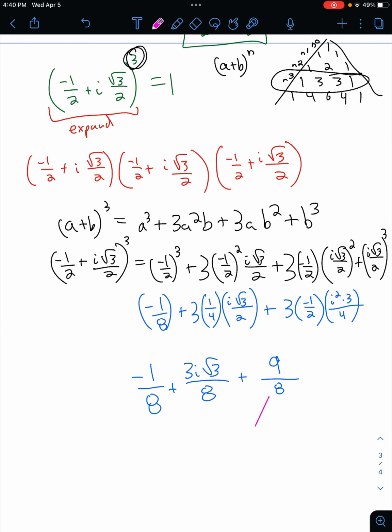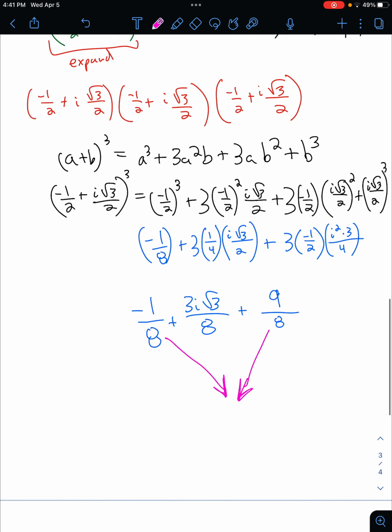Now this should be interesting, because let's say I combine these two terms, I'm going to get 8/8, aka 1. The goal is to get 1. And note that this other piece here is imaginary at the moment, and I still have one term left. So if we get those to combine, we'd expect maybe the imaginary parts will cancel. So let's take a look.